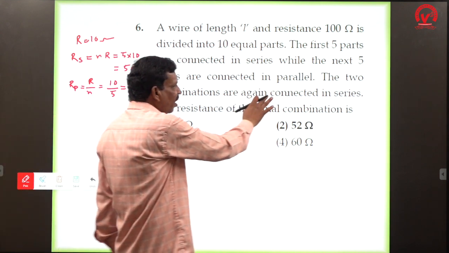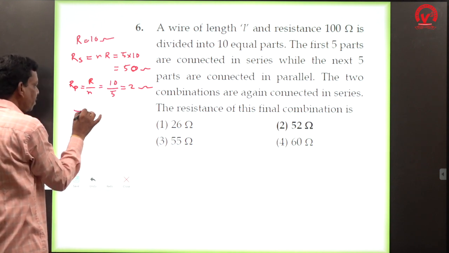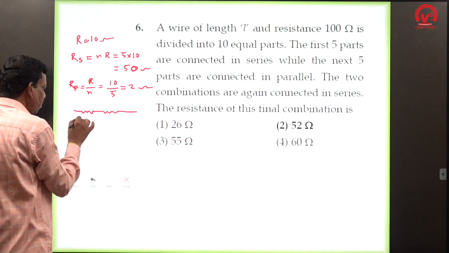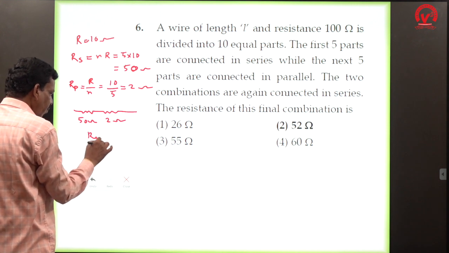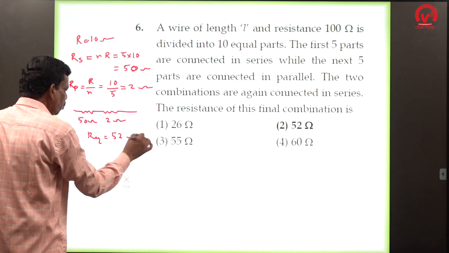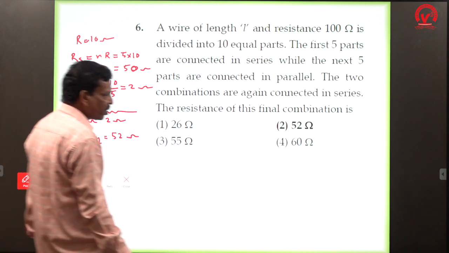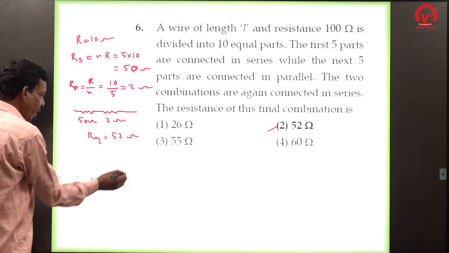This combination is again connected in series. These two are connected in series. It is 50 ohm, it is 2 ohm. What do you get finally? Series connection: 50 plus 2, 52 ohms. So which option is correct? Second option is correct. Let's move on to the next question.